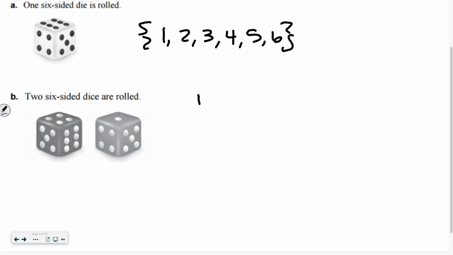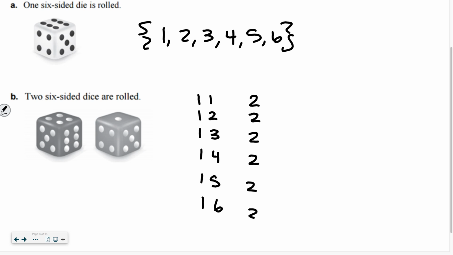I make one column of 6 ones. This is my first die. What if my first die is a 1? Then my second die can be a 1, 2, 3, 4, 5, or 6. Oops, I had 7. Is that true? Okay, so these are 6 possible outcomes. And then I can make a column of 2s. And my second die could be a 1 through 6. And I can repeat that for the other columns.